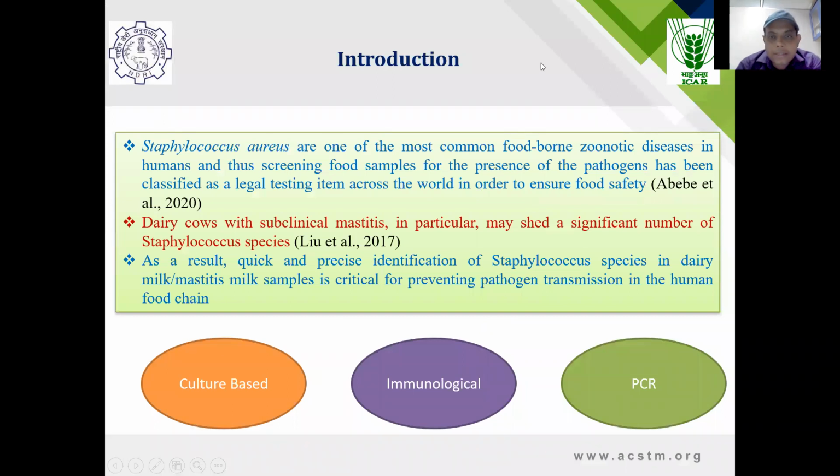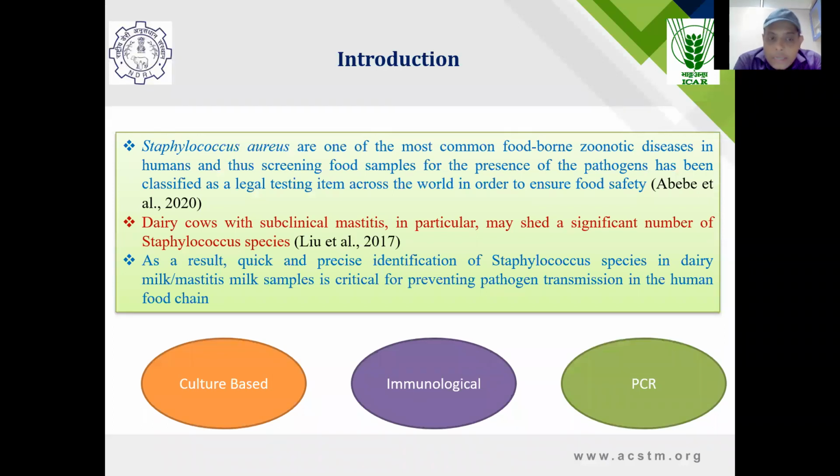So let us have brief introductions. As we know that Staphylococcus species is one of the important common foodborne zoonotic diseases in human, and thus identifying those bacteria in food samples is an important legal testing item. And thus, in order to ensure food safety, it is necessary to develop a particularly quick and precise identification method for Staphylococcus species in dairy milk or mastitis milk samples.